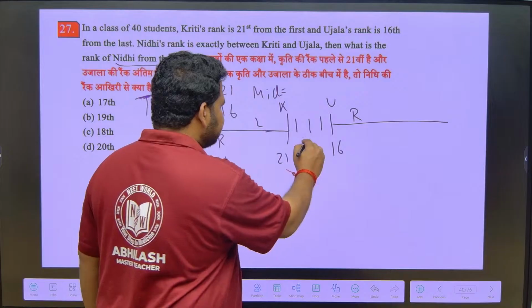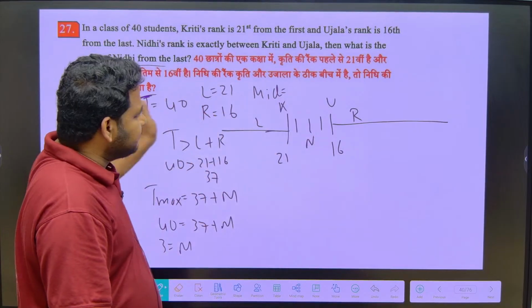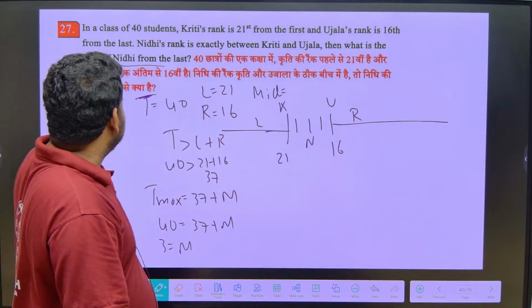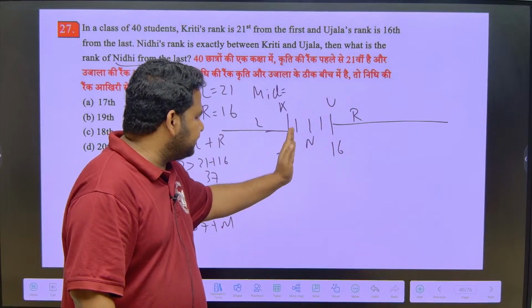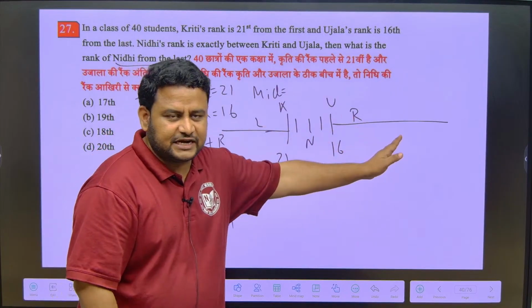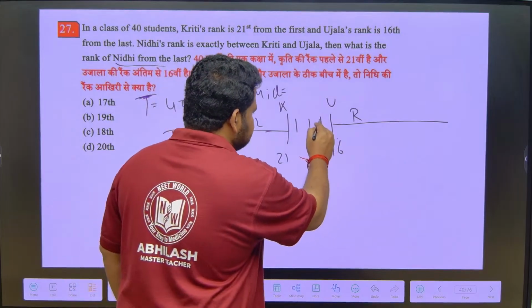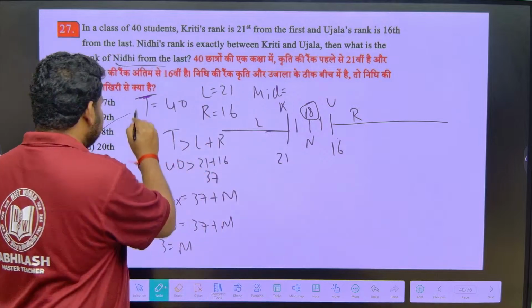Nidhi is exactly between them, so this is the position of Nidhi. If they were asking from the beginning, Nidhi's rank would have been 21, 22, 23. But they are asking from the last, which means you have to find it from the right position. That is 16, 17, 18. So the answer will be 18. 18th is the right answer.